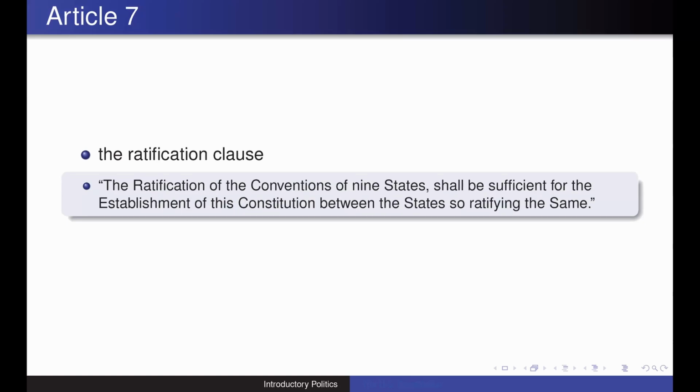Article 7 of the U.S. Constitution is simply a ratification clause. This is the only text of Article 7 that you can see here. It says that the ratification of the conventions of 9 states shall be sufficient for the establishment of this Constitution between the states so ratifying the same. Ultimately, all this means is that in order for this constitutional document to become a valid constitution, it needed to be approved by 9 states.